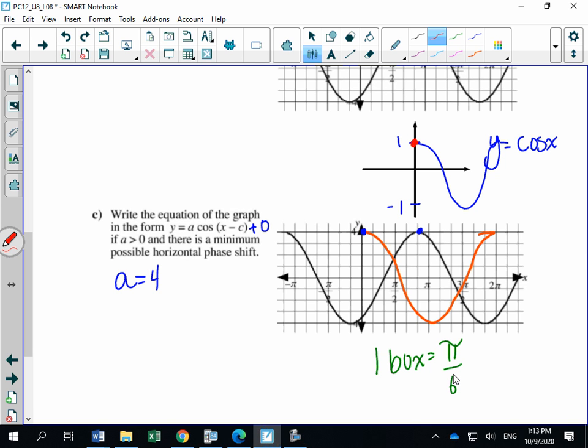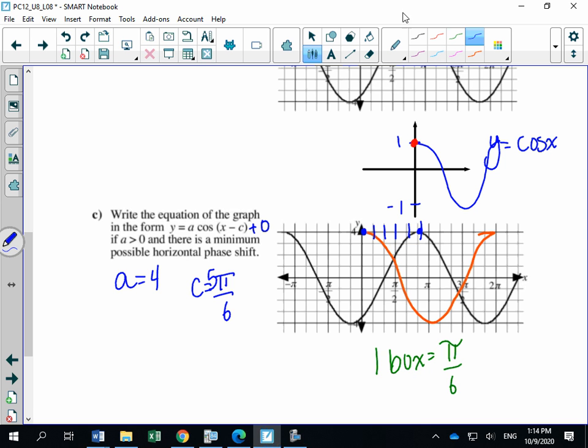Now we have to count our boxes, if each box is worth pi over 6. So 1 pi over 6, 2 pi over 6, 3 pi over 6, 4 pi over 6, 5 pi over 6. So my C value is 5 pi over 6.